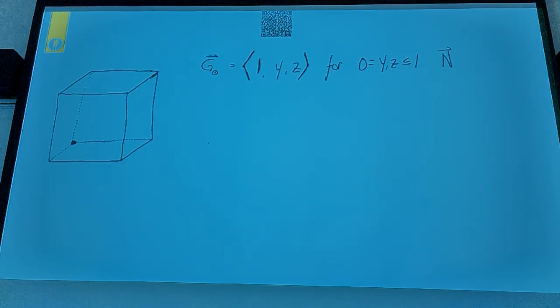We could just do the partials, right? G sub y is 0, 1, 0. G sub z is 0, 0, 1. What's their cross product? 1, 0, 0. As the face in the positive x direction is going to have a length of 1 because we're dealing with a unit cube.